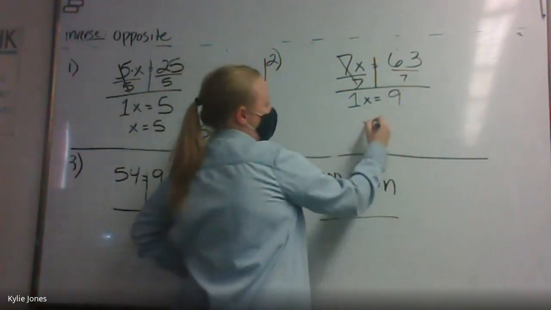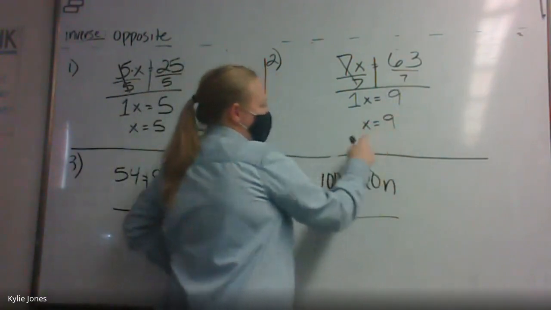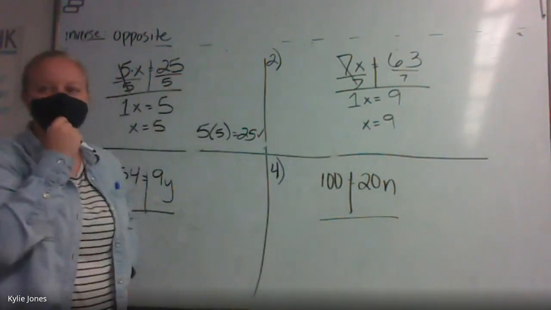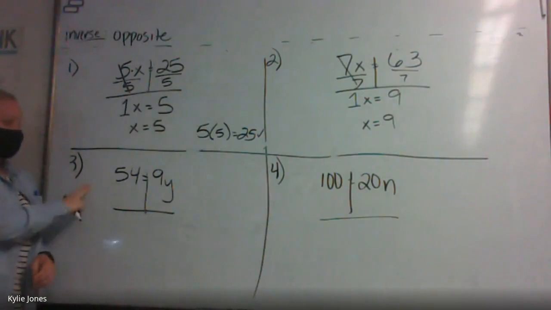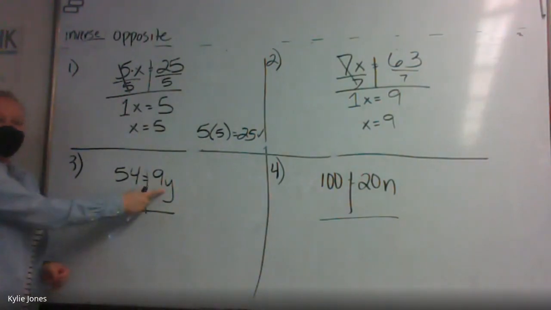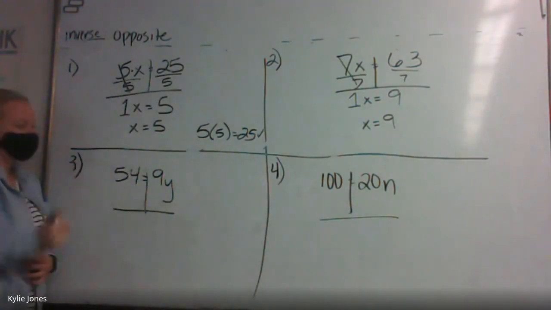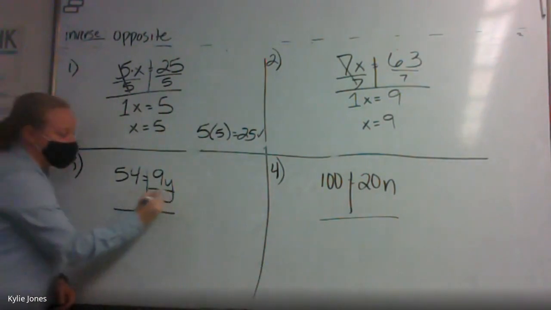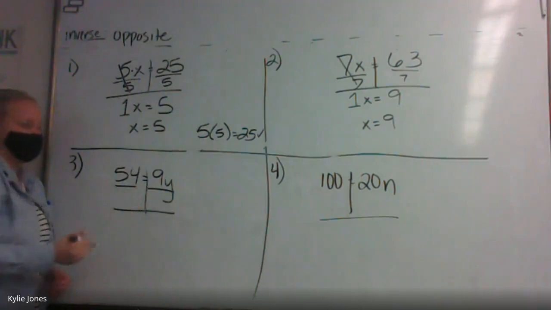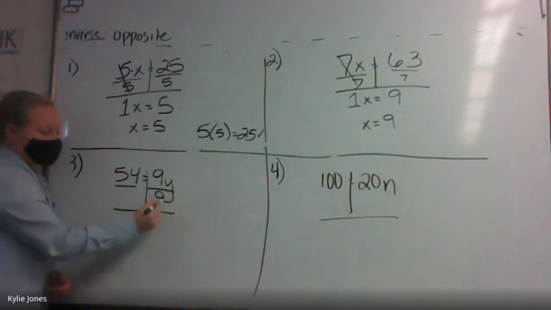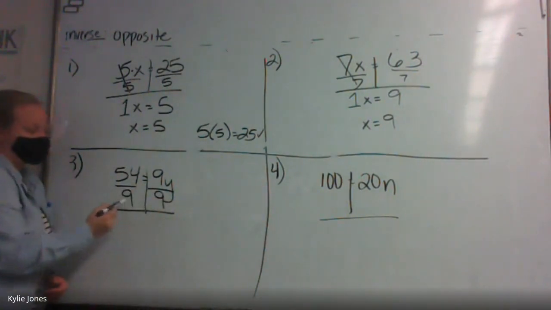And remember, you can also drop the 1 if you'd like to. X is the same as 1x and just get X equals 9. Okay? Number 3. It's flipped again. The Y is on the opposite side. Does it matter? No. We still need to divide. What am I going to divide by on both sides? 9, because 9 is being multiplied by the variable. So we're going to divide to get rid of it.